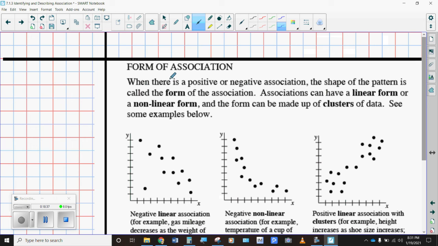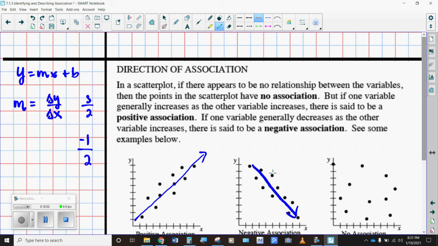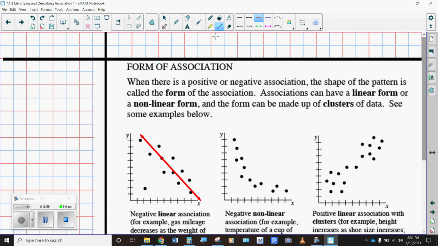Then we talk about the form of the association. Generally, you've got 3 forms. You've got linear, nonlinear, and then this one, which is called clusters. I don't really see that too often. But the linear form is like this. When you look at it, it looks like it would form a straight line, just like this one did and this one did, and many of our examples in today's lesson. The nonlinear would be something that would be shaped in a curve in some sort of a way.